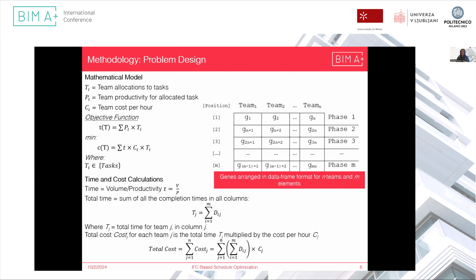So we have the productivity of each team and the cost of each team. The time is volume over productivity, and therefore the total time is the sum of completion times in all columns, and the total cost is the time of each column multiplied by the specific cost of each column, which denotes the cost of the team, and then added all that together to get the total cost.